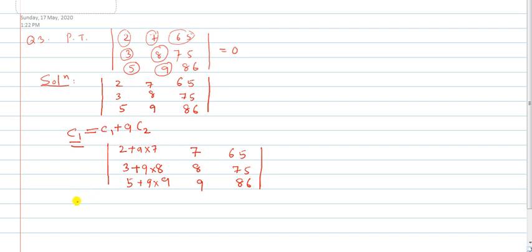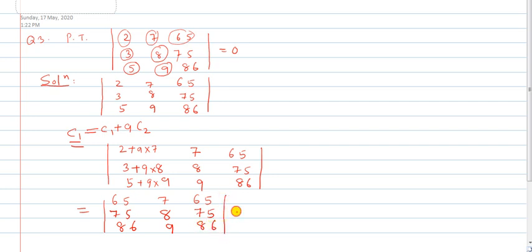And if I see the results, the first one will be 65, this is 7, and this one is 65, this one is also 75, plus this one is 8, and this one is 75, this one is 9, 9 is 81 plus 5, that is 86, and this is 9, and this one is 86.